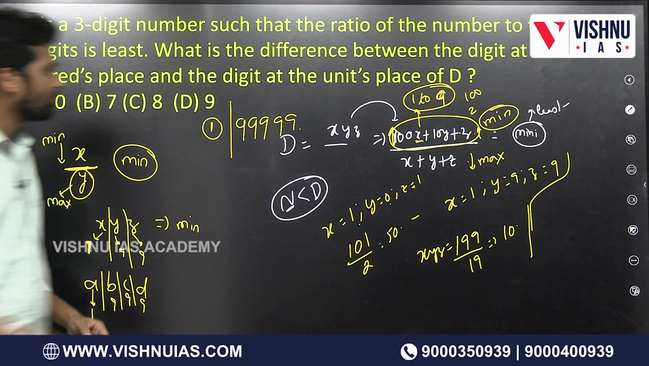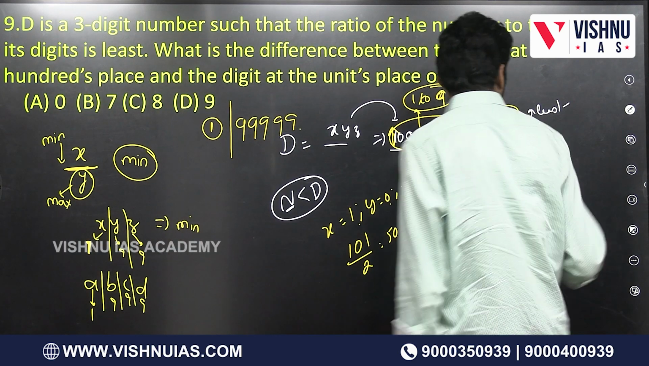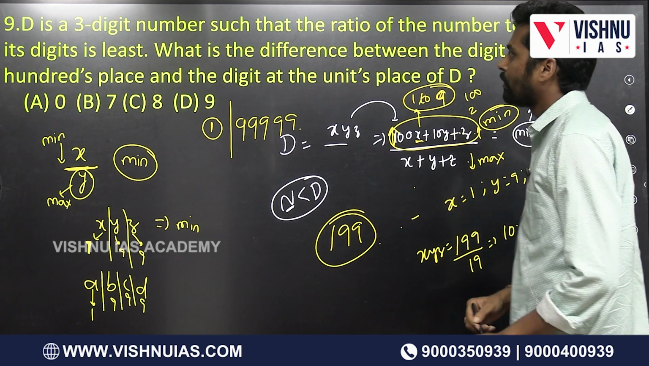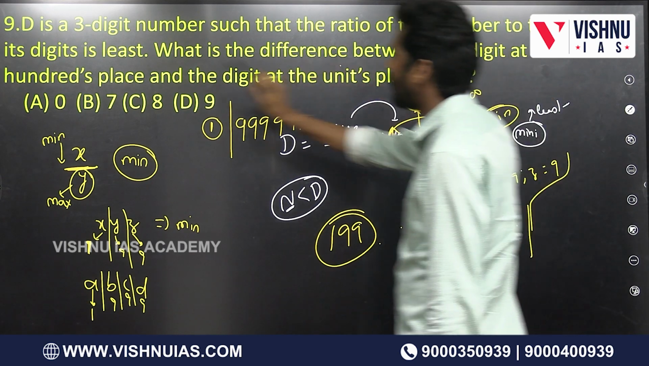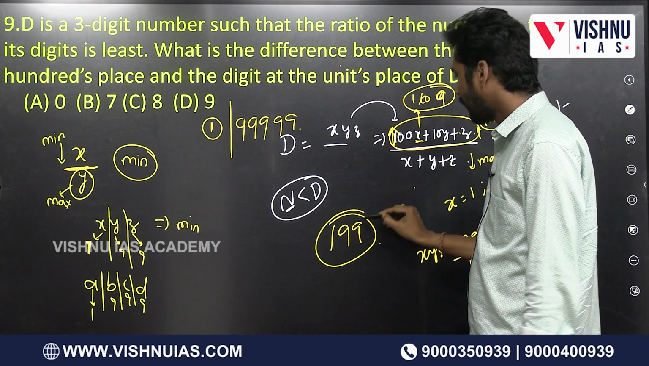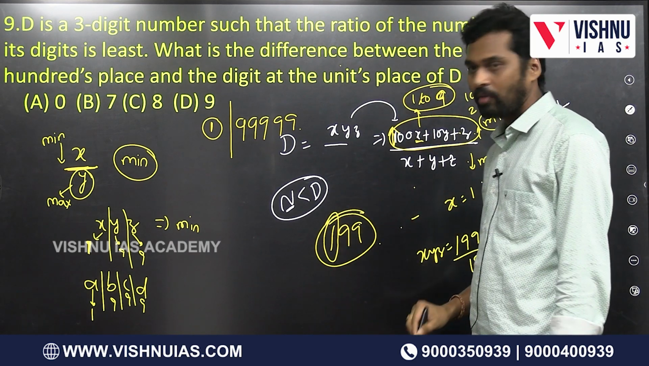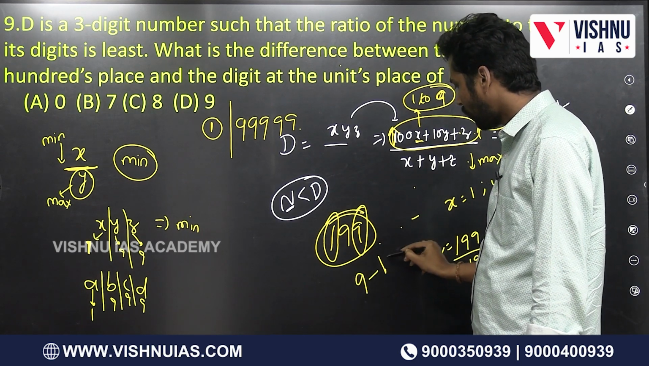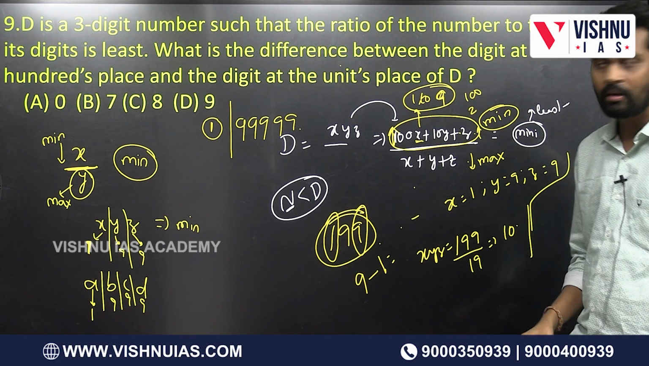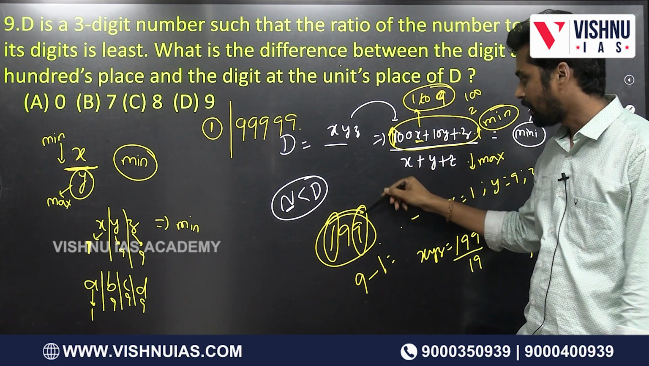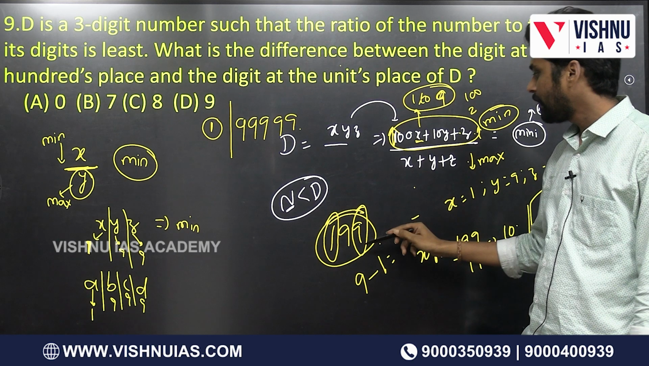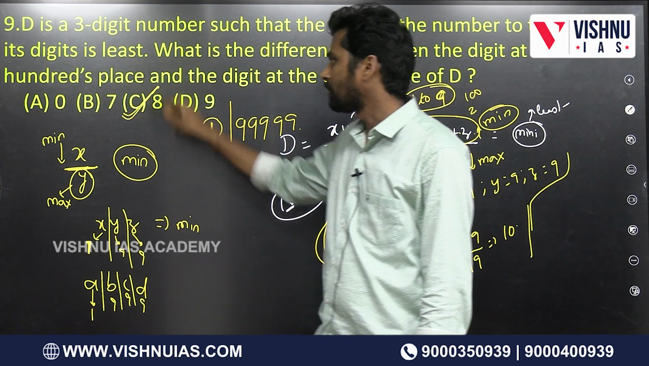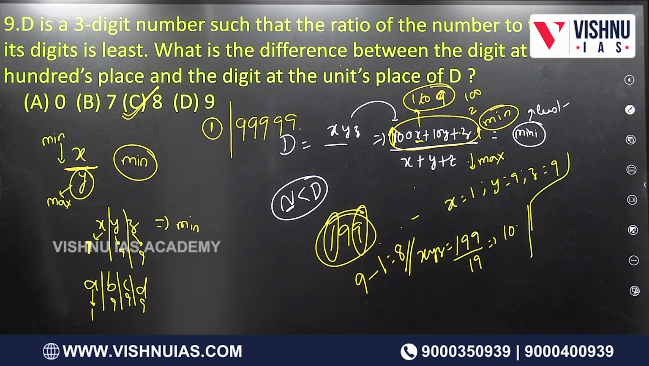So the answer is what? The final number we got is 199. Okay. So what is the difference between the digit at the hundreds place and the digit at the units place? The digit at the hundreds place is 1. The digit at the units place is 9. So 9 minus 1 is 8. So 8 is the answer. So minimum and maximum is difficult.